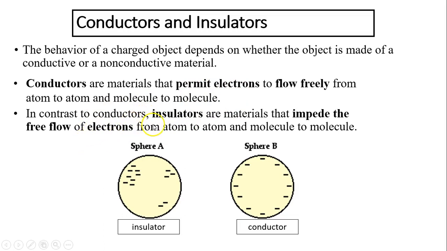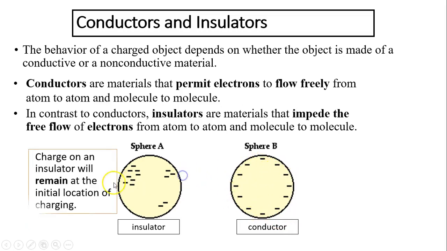In contrast, insulators do not allow the electrons to move in that specific material. So this is a picture of an insulator. Electrons will stay put. They cannot move. They're not allowed to move. Now for a conductor, electrons can move evenly, going everywhere. So a charge on an insulator will remain at the initial location.